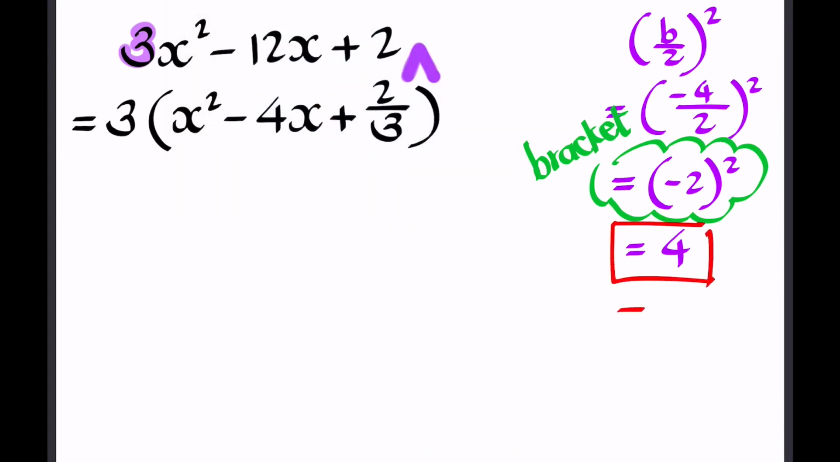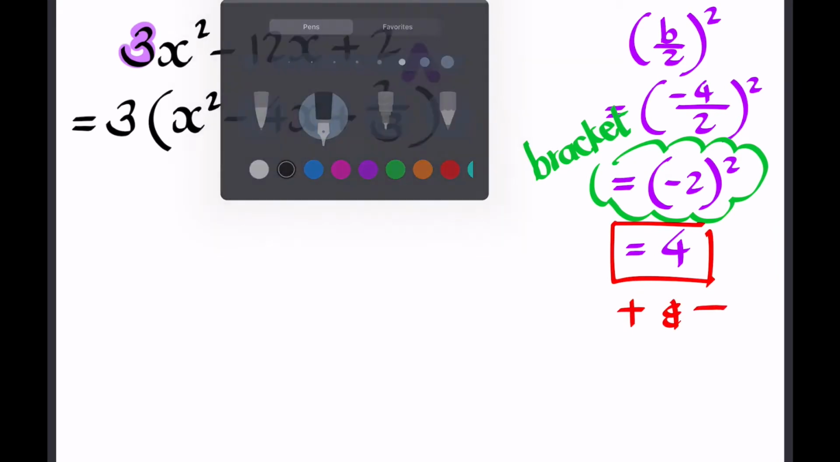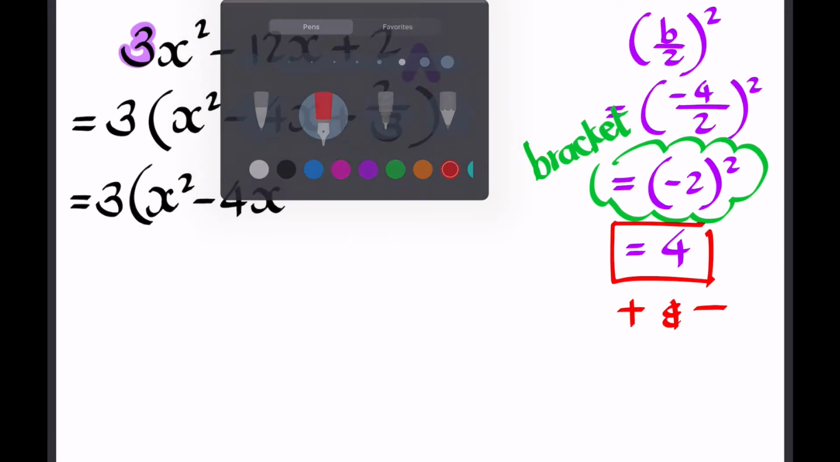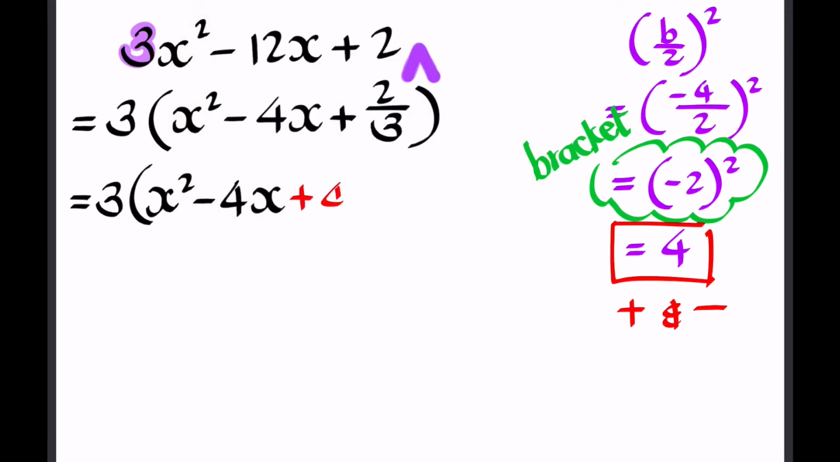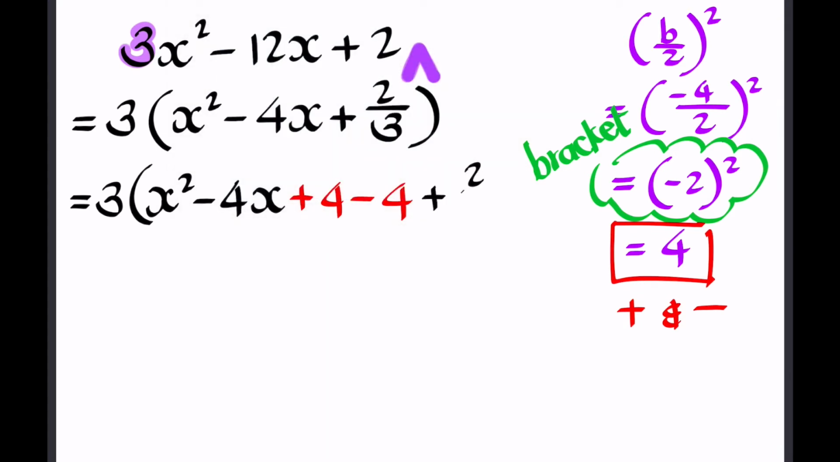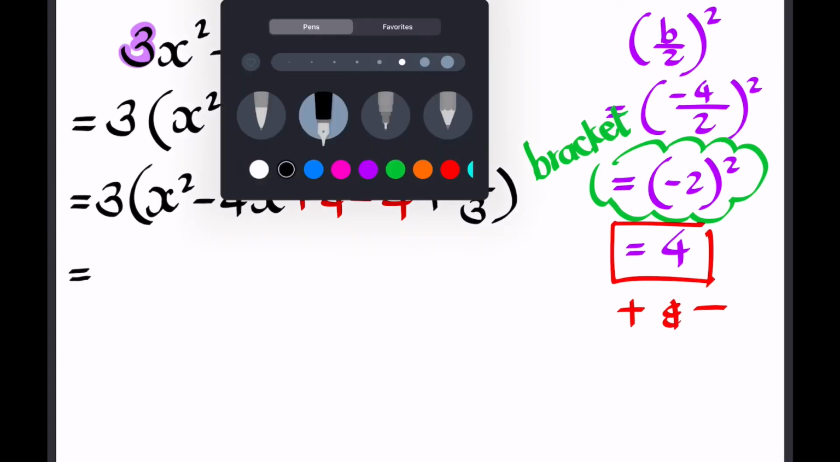As well as, because it's an expression, what I am adding and subtracting. So the 3 is going to stay outside. X squared minus 4x. I add first, so it's plus 4. Then I need to subtract 4. Plus 2 over 3 is equal to.